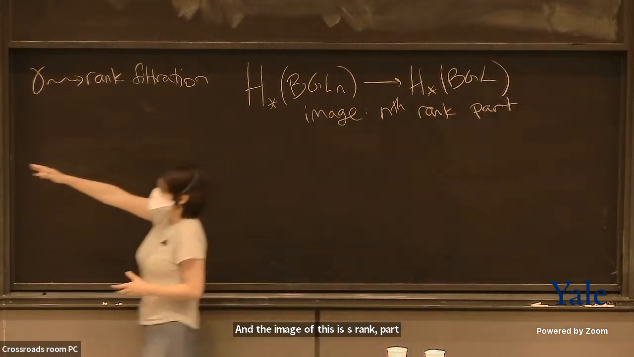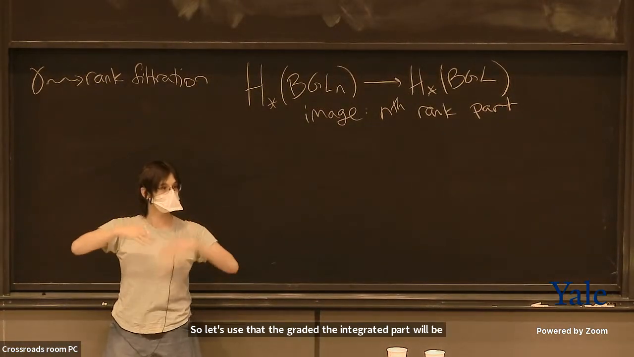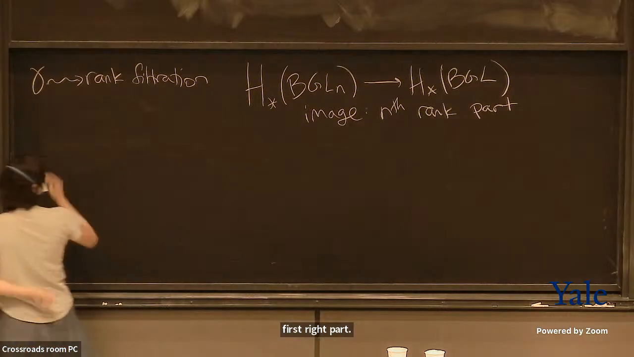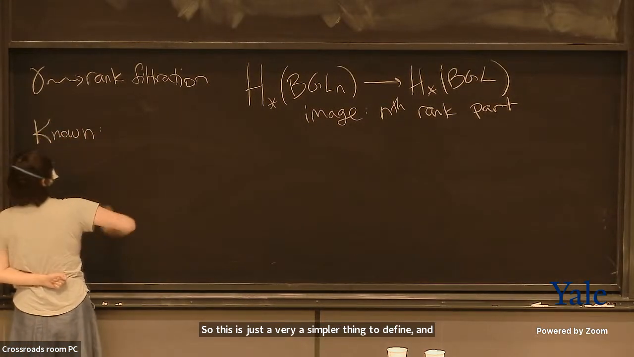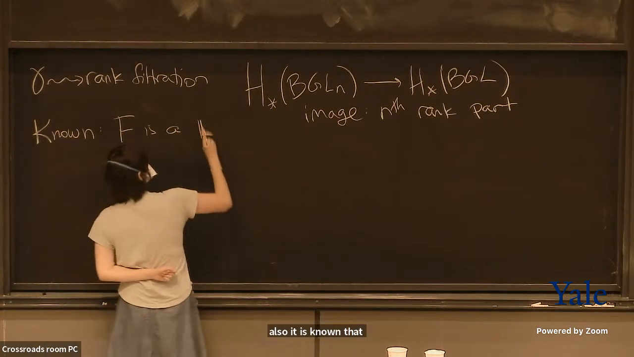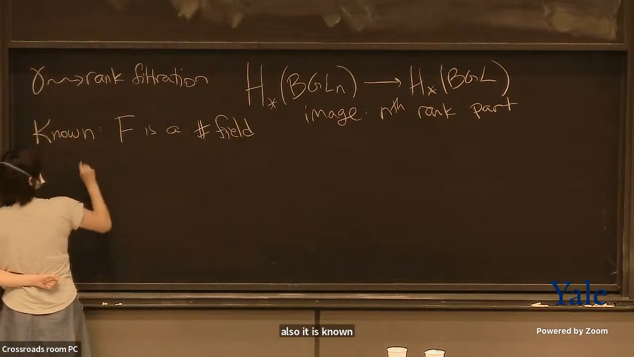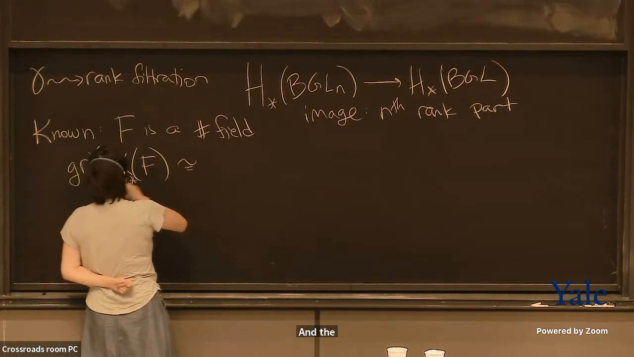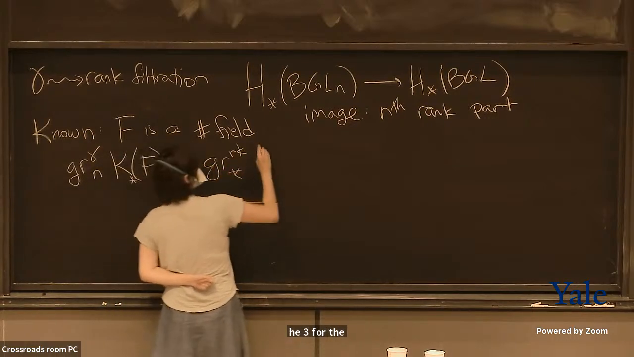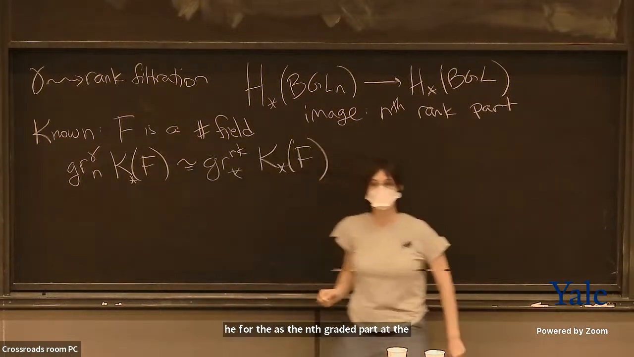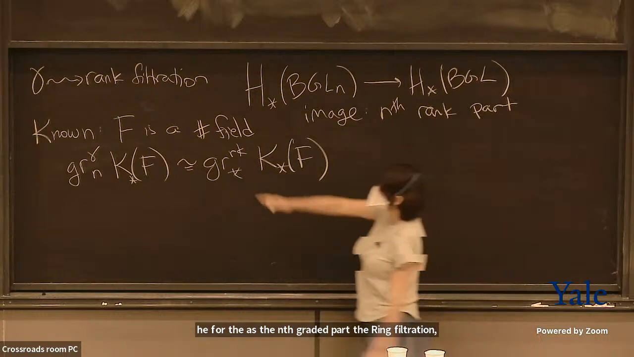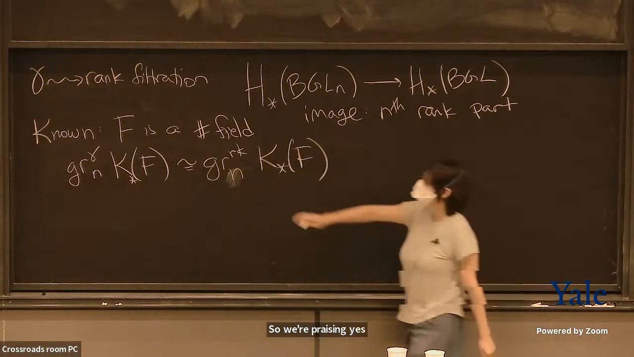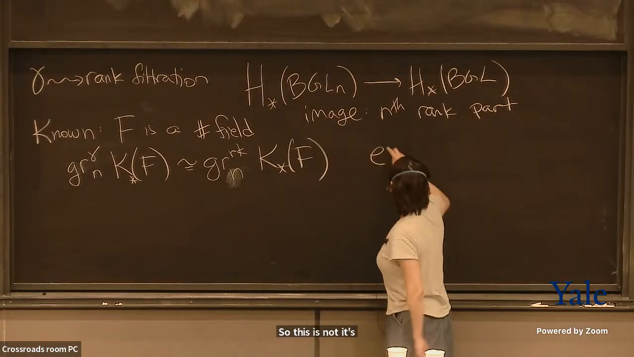So as usual, the nth graded part will be the quotient of the nth rank part by the (n minus first) rank part. So this is just a simpler thing to define. And also, it is known that if F is a number field, then the nth graded part of the K-theory for the gamma filtration is the same as the nth graded part for the rank filtration. And the rank conjecture says this is actually always true. So this is expected to always be true.